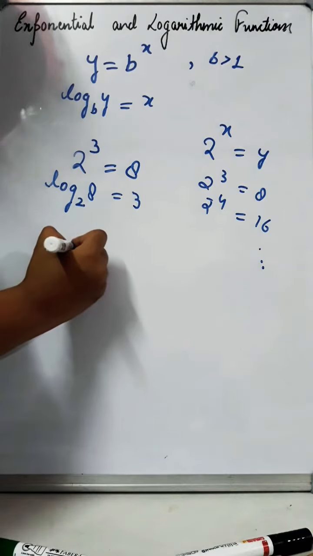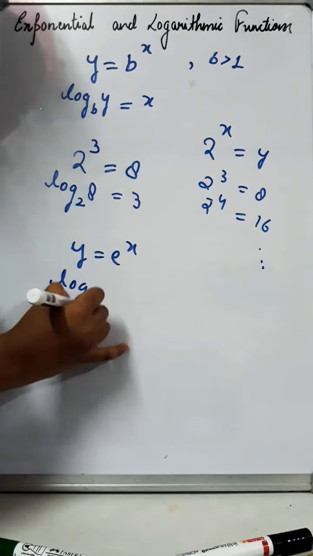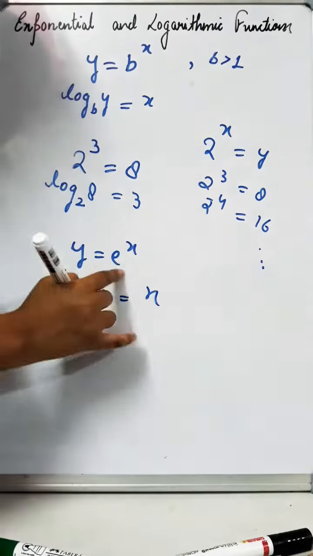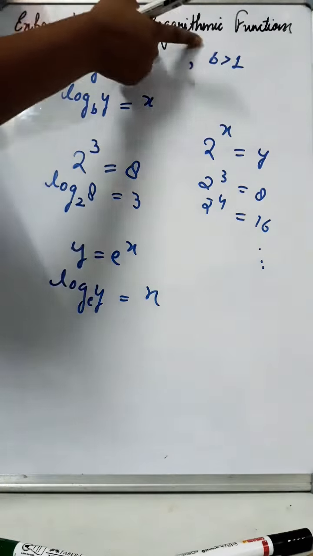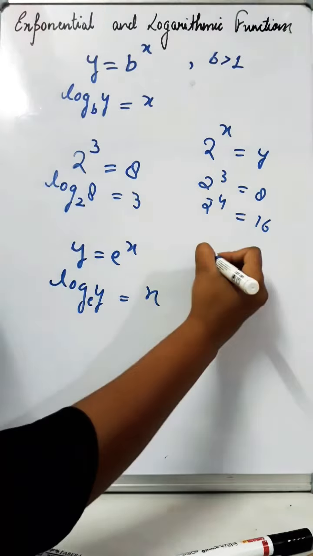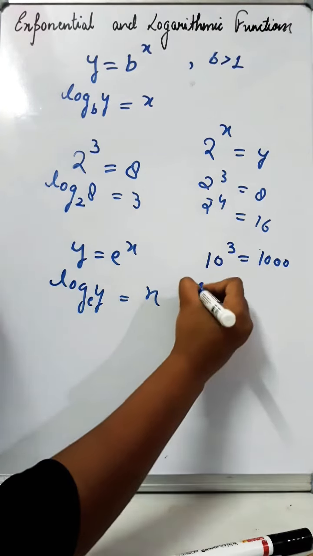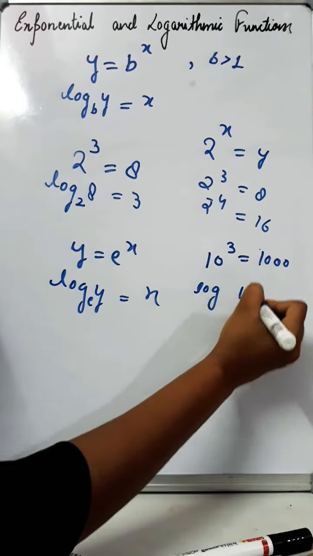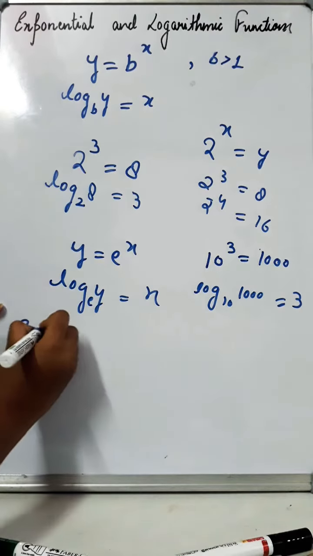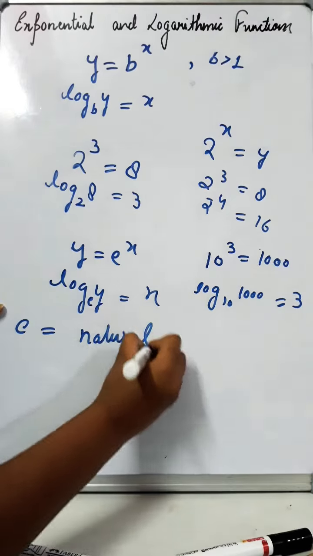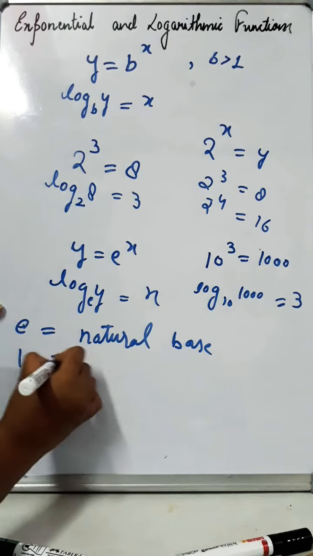Now suppose your y is equal to e to the power x. Alright, so you will write log y is equal to x. The base of log will be e. This is how you represent exponential function in terms of log. Similarly, 10 raised to the power 3 is 1000. Okay, so that means log of 1000 to the base 10 is your 3. Alright, now one thing, e is called the natural base. These are the terminologies, natural base, and 10 is called the common base.